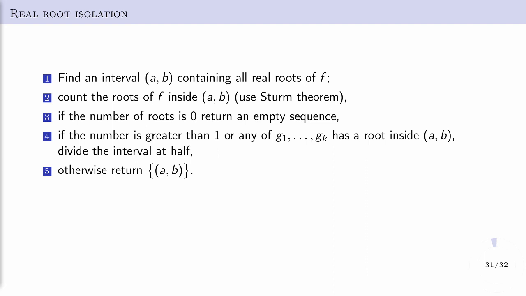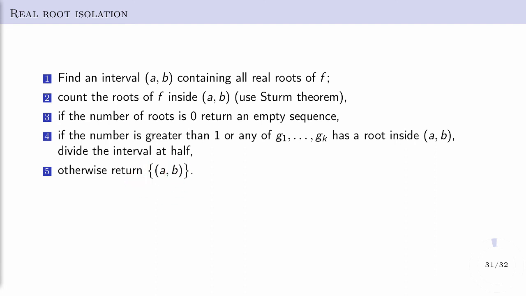Or there is just one. Sturm's theorem says that inside the interval you have just one root of f. Then you use Sturm's theorem for G1 up to Gk and check whether they have any roots. If Sturm's theorem says that neither G1 nor G2 nor G3 and so on, neither Gk has any root inside AB, so f has a root in AB but Gi does not have any root in AB, then AB is a proper isolating interval and we return AB.